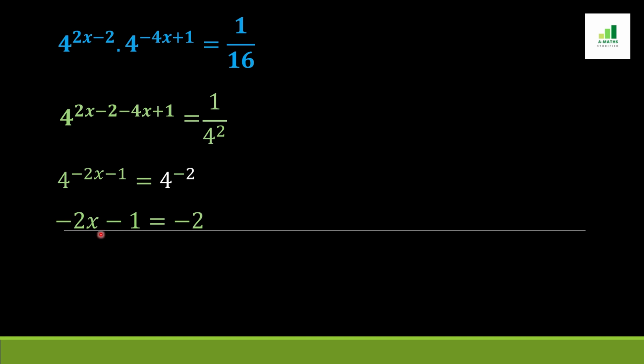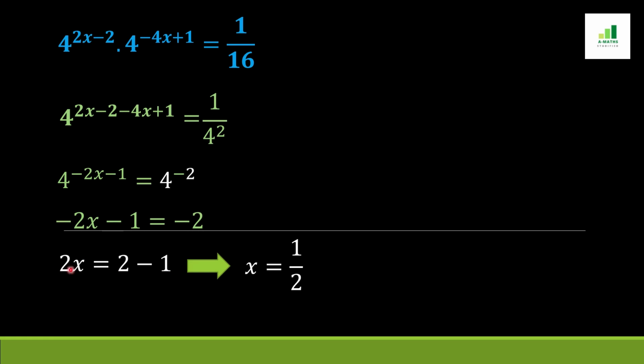How? Simply this minus 2x will go to the other side of the equation, and we will get 2x. Minus 1 will remain the same, but this minus 2 will go to the other side of the equation and change into positive 2. Now this 2x will remain the same, but 2 minus 1 will be equal to positive 1. Now what will we get in the next step? Simply x is equal to 1 over 2, because 2 minus 1 equals 1.